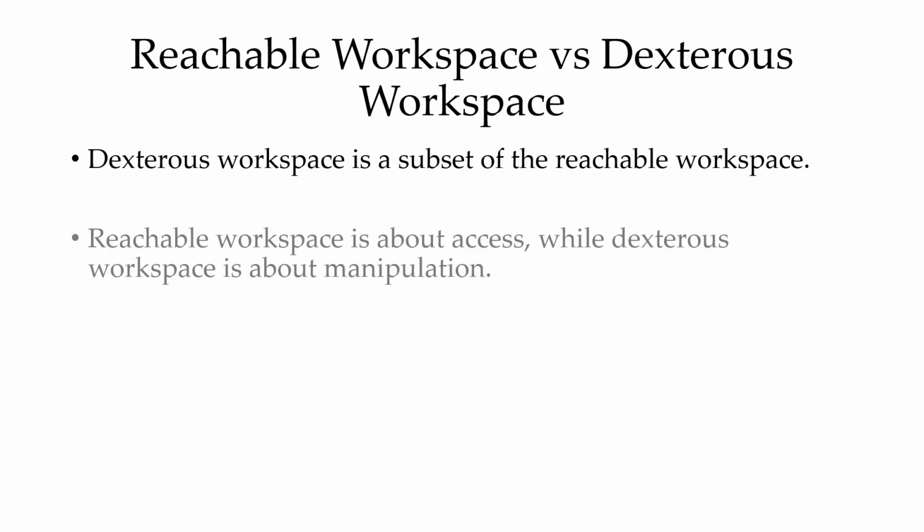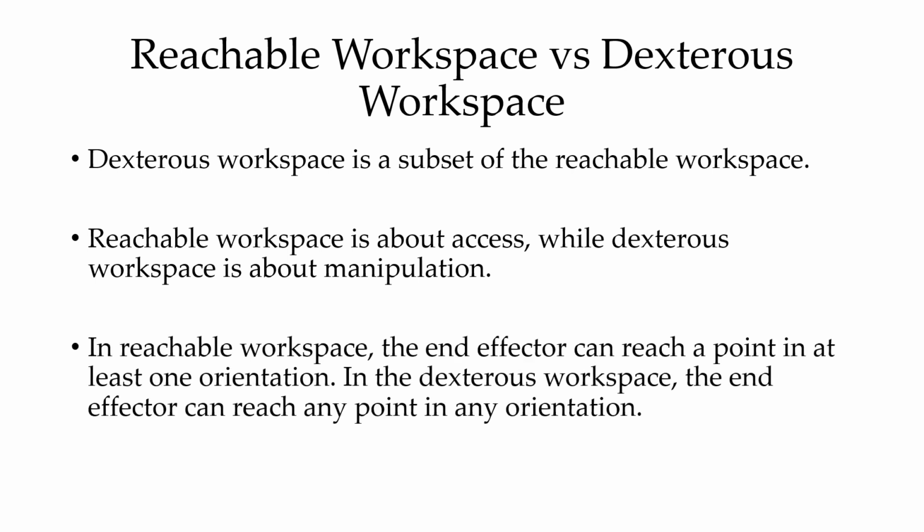So the reachable workspace will be the larger volume and the dexterous workspace will be much smaller than that. Reachable workspace is about access, meaning whether it can reach or not, while dexterous workspace is about manipulation. It means that in that space the robot should be able to manipulate in any orientation. In the reachable workspace, the end effector can reach a point in at least one orientation. So that means it just has to barely reach that point, then it will be under the reachable workspace. It only needs at least one orientation.